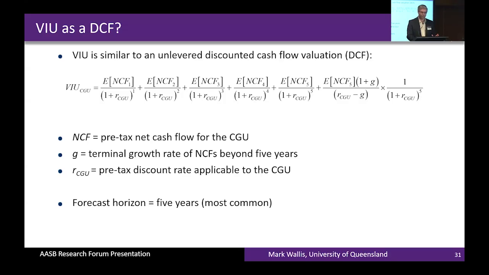So what we're going to do in the study is collect what we can observe, what the standard requires firms to disclose, which is the pre-tax discount rate that they've used or range of pre-tax discount rates, the terminal growth rate, and the forecast horizon. We can't observe the actual cash flow forecasts up to the steady state. Not many firms disclose that, but we can see what we can see.